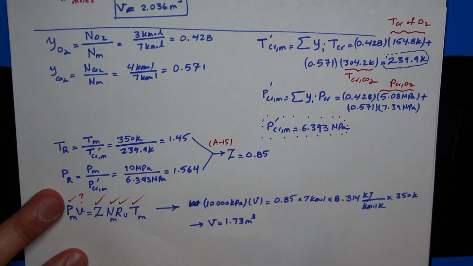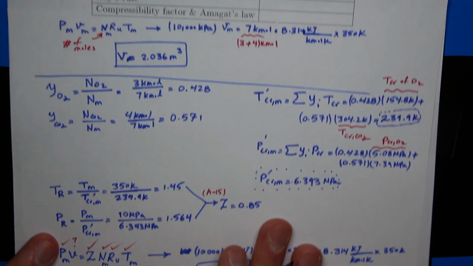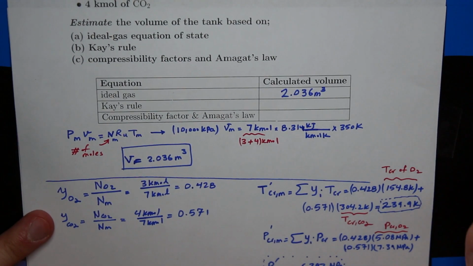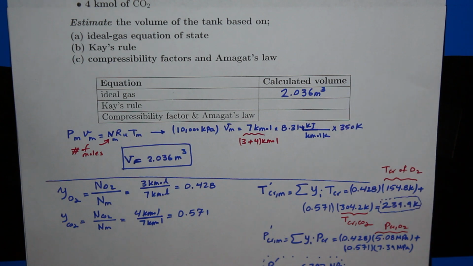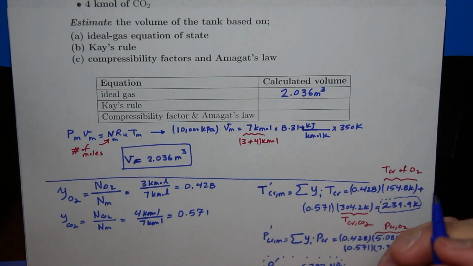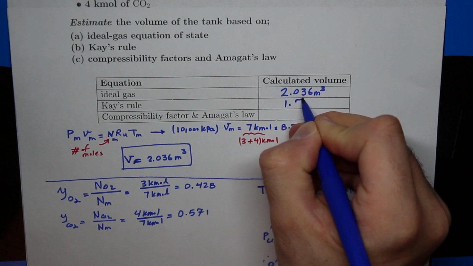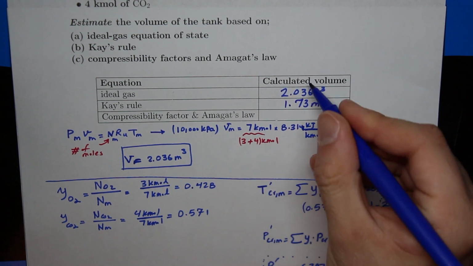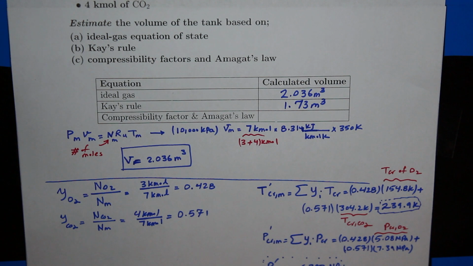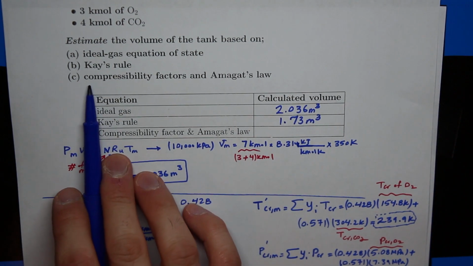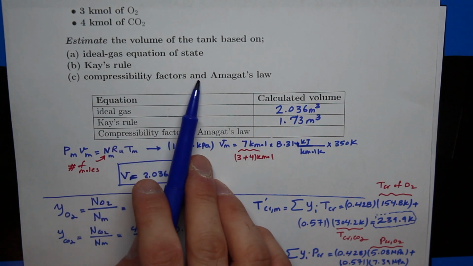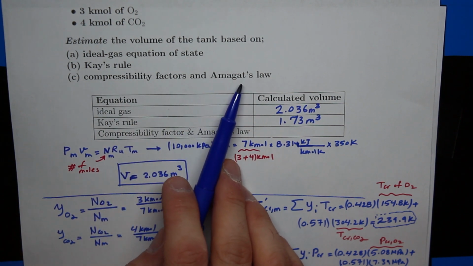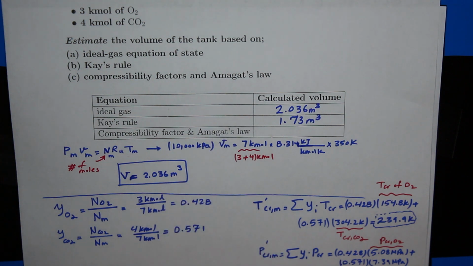So this is the volume of the mixture based on Kay's rule. So if I get back into this table, initially by using the ideal gas law I had 2.03. Now by Kay's rule I have 1.73 meter cube. So you can see the difference between them. Now in part C, the question is asking for the compressibility factor and Amagat's law. Okay, so we discussed Amagat's law earlier.